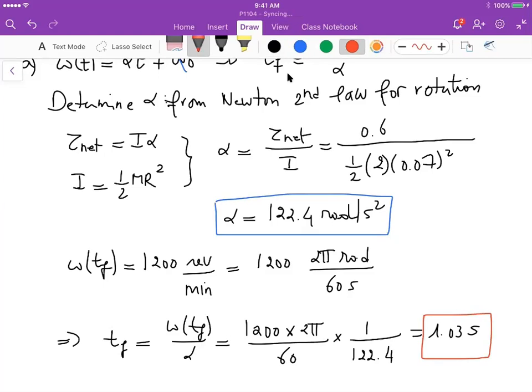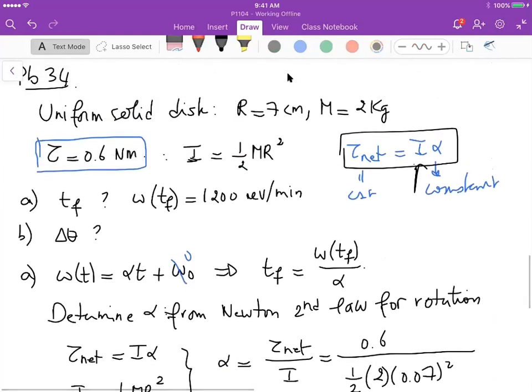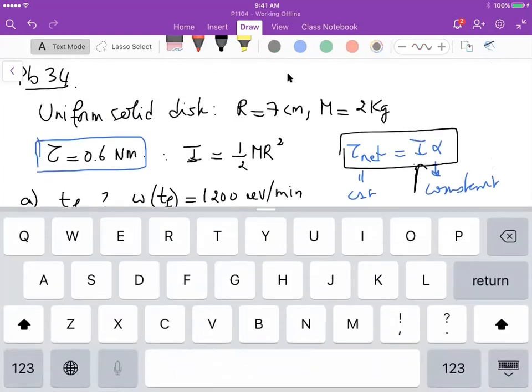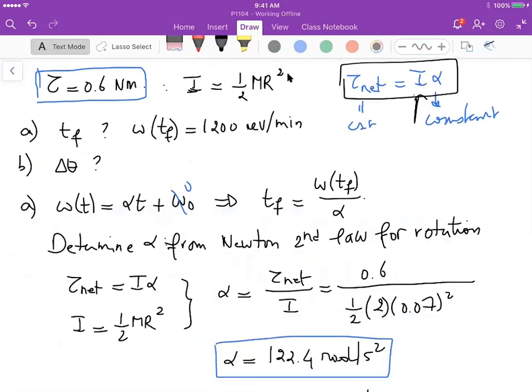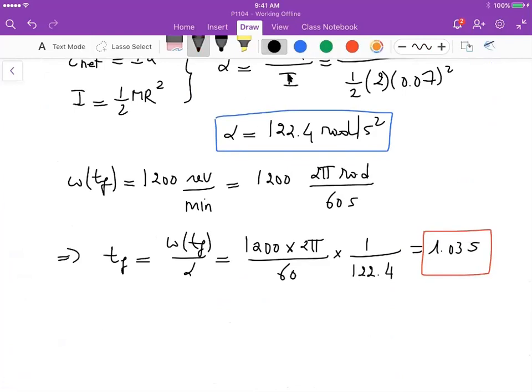So this is it. This is how we can determine omega. And it's quite easy. The basic equation is the kinematic equation for rotational motion under constant angular acceleration, and these equations we can use directly. The second question was about delta theta: how many revolutions the wheel turns while accelerating, from time t 0 to time t final. What is delta theta?